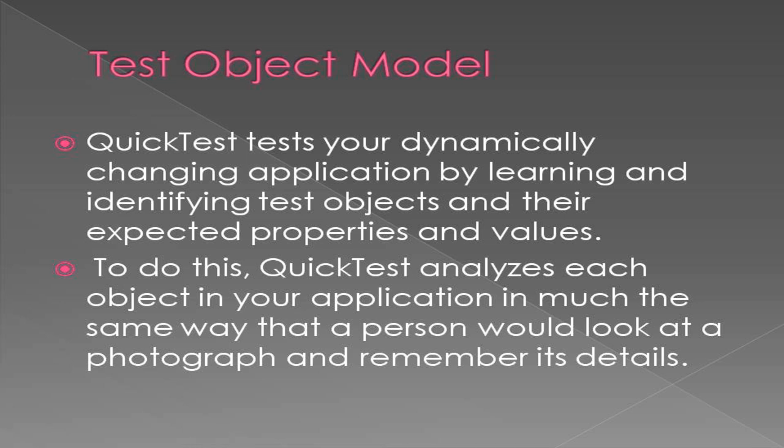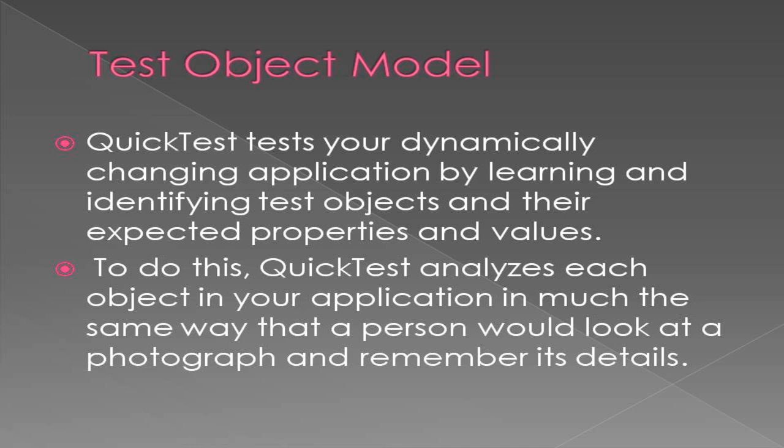QuickTest uses a very similar method when it learns objects. First, it looks at the object being learned and stores it as a test object, determining in which test object class it fits. In the same way, Alex immediately checked whether the item was a person, animal, plant, or inanimate object. QuickTest might classify the test object as a standard Windows dialog box, Dialog, a Web button, or a Visual Basic scroll bar object, VbScrollBar, for example.